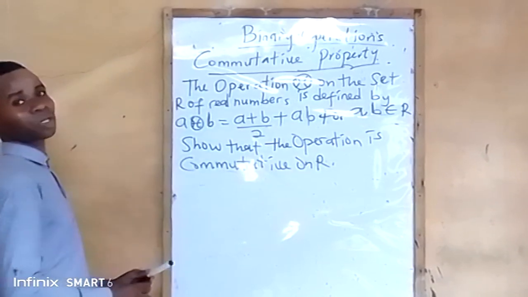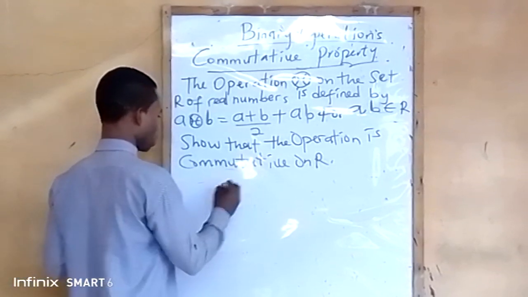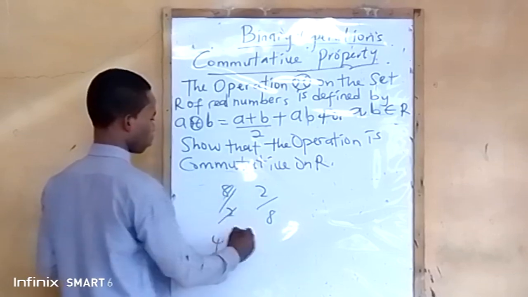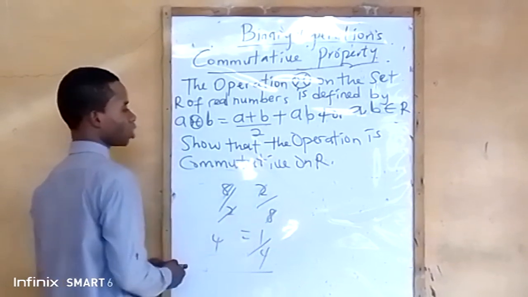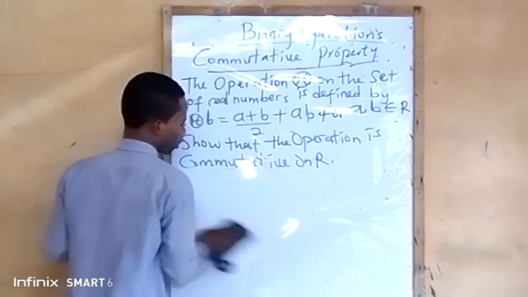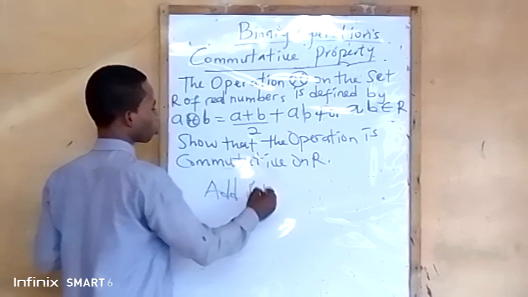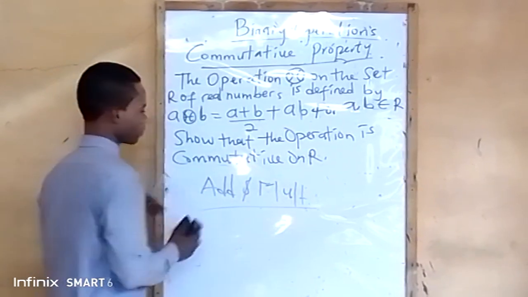Division can never be commutative. I think you know that one. If I say 8 over 2 and 2 over 8, this one is 4, while this one is 1 over 4. So they are not the same thing. So division is not commutative. That means additions and multiplications, they are commutative.